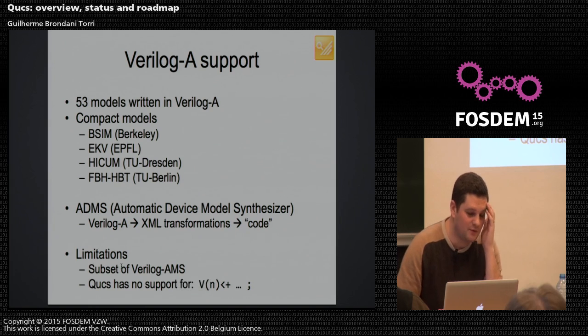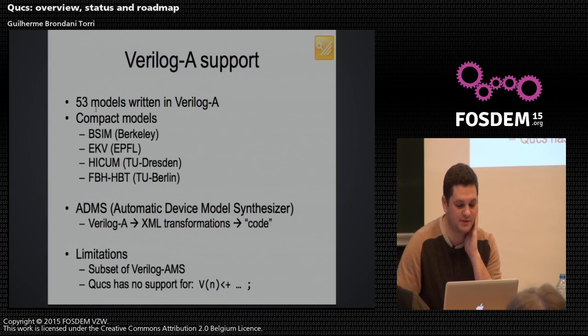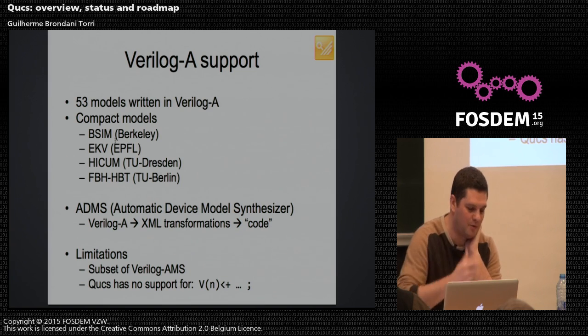So why is Verilog-A important for us? Because we have several models that are written in Verilog-A. We have at the moment 53 models. And many of the industry standard compact models for semiconductors or transistors are based on these models. And many of them are written in Verilog-A. Vladek is going to speak about this later also. And we have to translate Verilog-A into our C++ code.